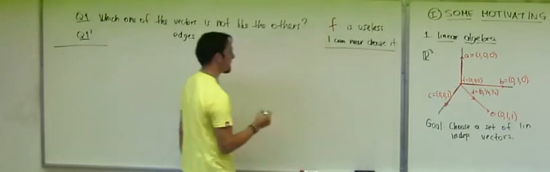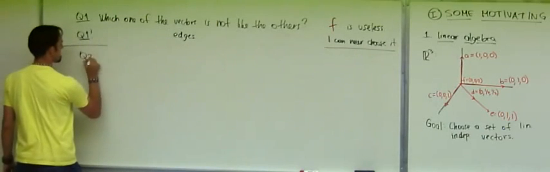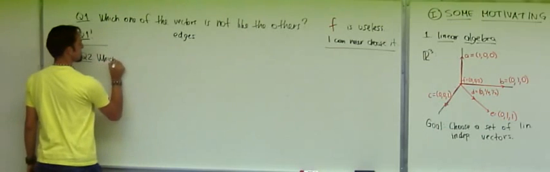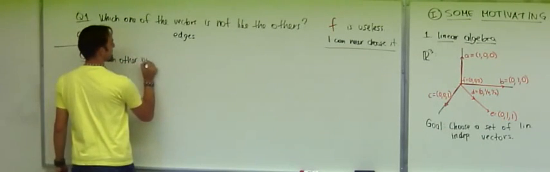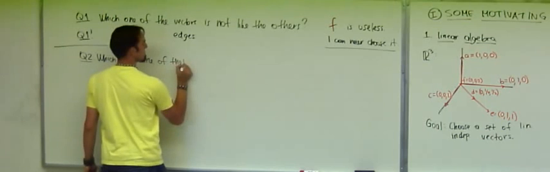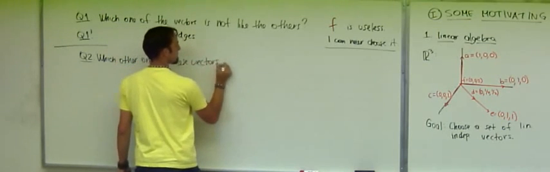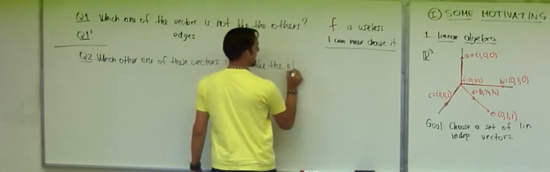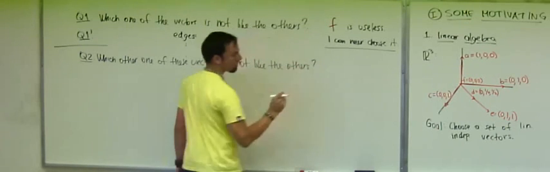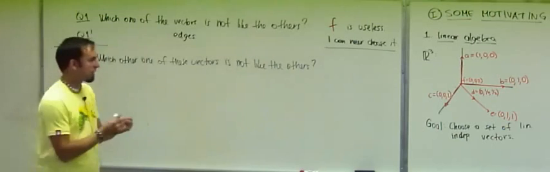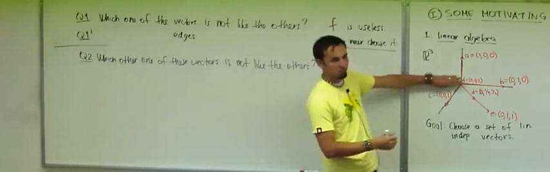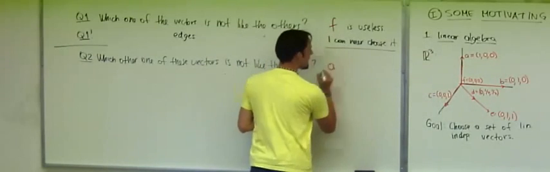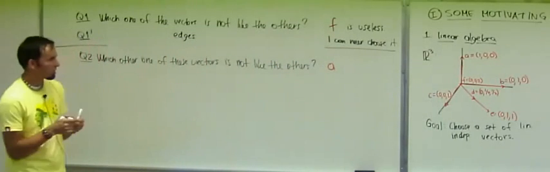So that's good. That's an answer to my first question. Now let me push this point a little bit. Which other one of these vectors is not like the others? And we agree that f is very different from the other ones. Now, if I ignore f, then which one is different from the other ones? Some of you gave me an answer already, which is a. And why is a different from the other ones?